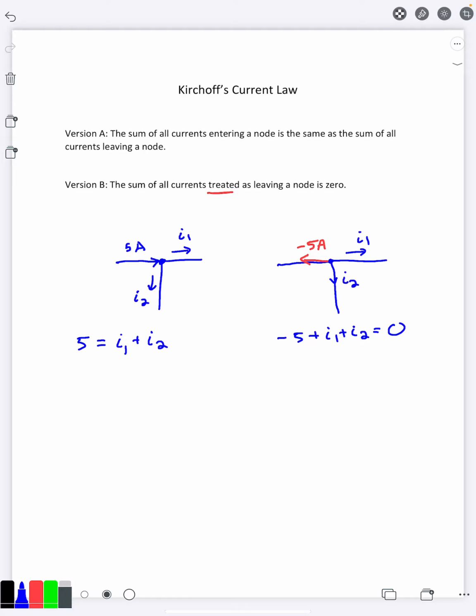Version A, I think, makes more sense initially, but version B is the one we're going to be using in future problems, because in a random circuit, a lot of times you don't really know what current's actually going in or what current's actually going out, and so you just draw your labels however you have them. And if you just want to be consistent, you can just always treat every current as leaving a node when setting up your equation like this.